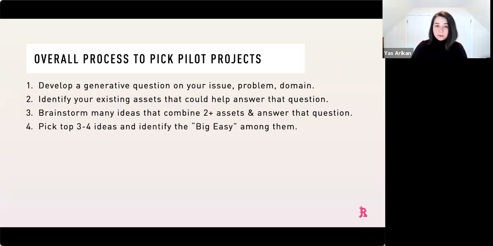In this next step, you're going to choose your top 3 or 4 things that sound exciting or a lot more fleshed out, or you can be top 5, it's up to you, but pick a subset of this large set of ideas that you've generated, and you're going to identify the big easy among them. Now, what is the big easy? The big easy is actually 2 things. It's something that is both high in impact and relatively easy to execute. It's both of those things, not one or the other.